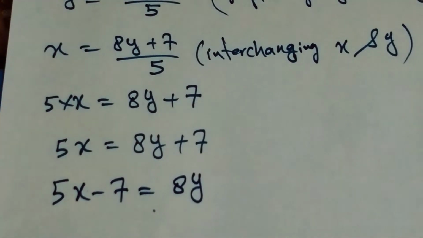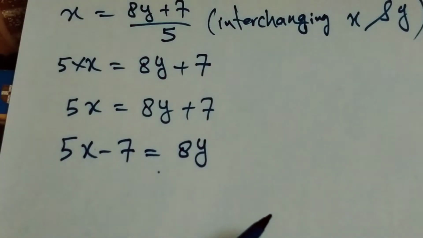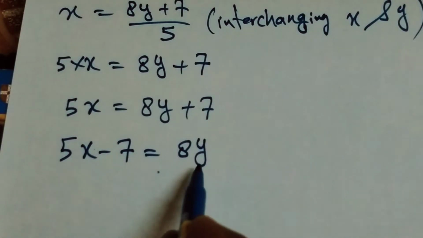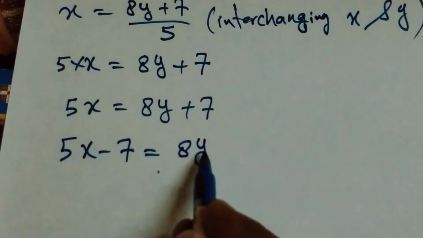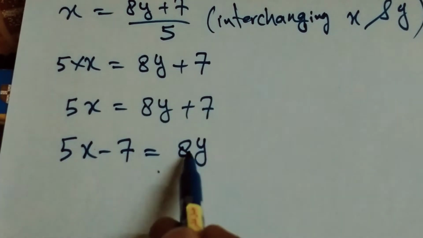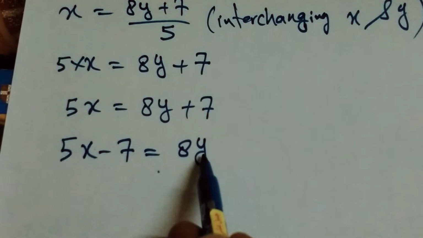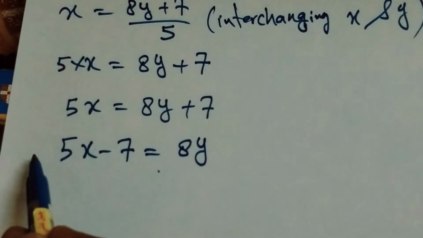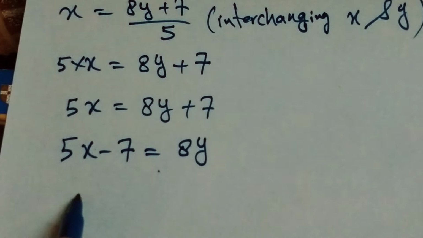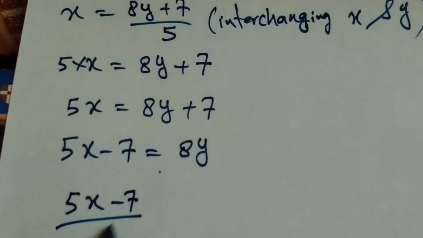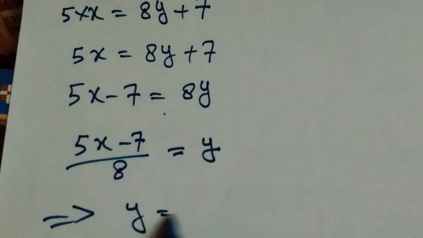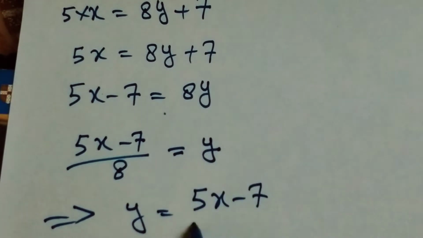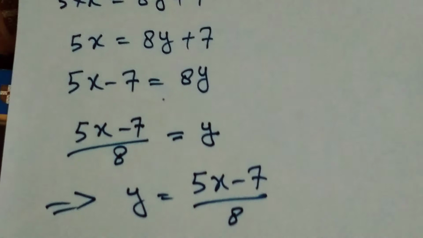8y. Okay, my dear. Now as I told you, we want to make the subject y. So anything beside y we will take to the other side. Now 8 is multiplying with y. So I will take 8 there, because multiply, when it goes to the other side, will change into divide. So (5x minus 7) divided by 8 is equal to y. Or you can write y equals (5x minus 7) over 8. Understand?